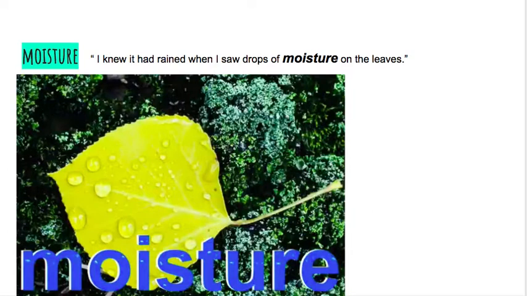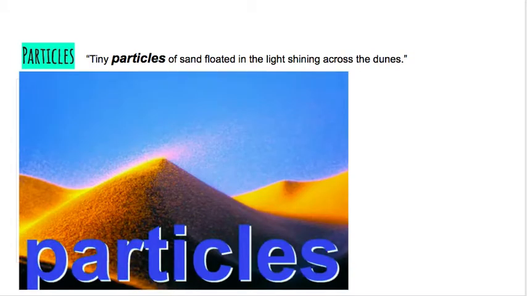The next word we have is moisture. Moisture is slight wetness caused by water or another liquid. So the sentence for this picture is, I knew it had rained when I saw drops of moisture on the leaves. Our next word is particles. Particles are very small bits or pieces of something. And our sentence for this picture is, tiny particles of sand floated in the light shining across the dunes.